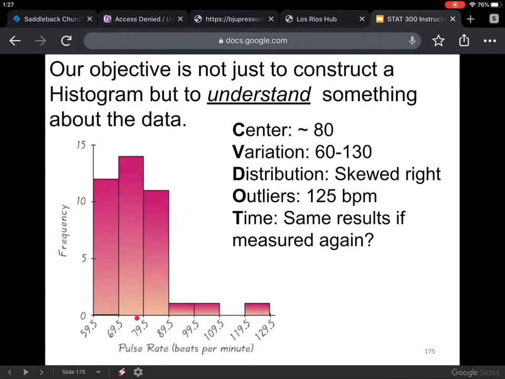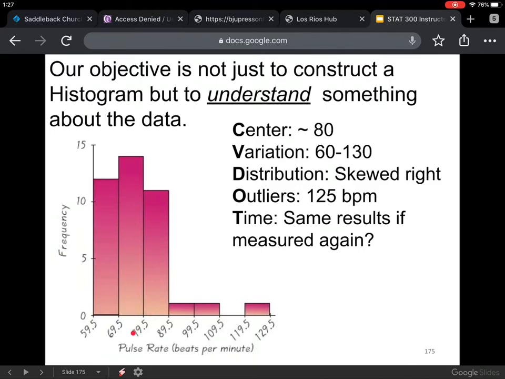What is the variation? Well, the highest value would be 130 and the lowest value would be 60. And so the variation actually would be between 60 and 130 beats per minute. What's the distribution? The distribution looks to have a long tail on the right, so it's right skewed. There are some outliers. There was 125 beats per minute. That's the only outlier. That's pretty far away from the middle.